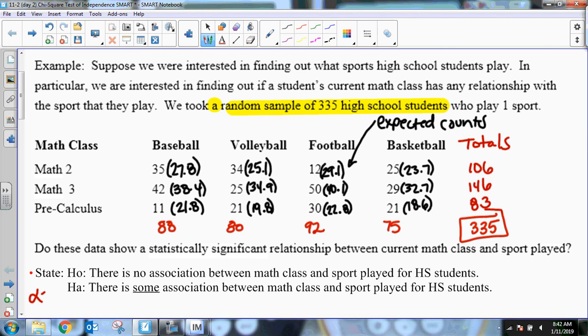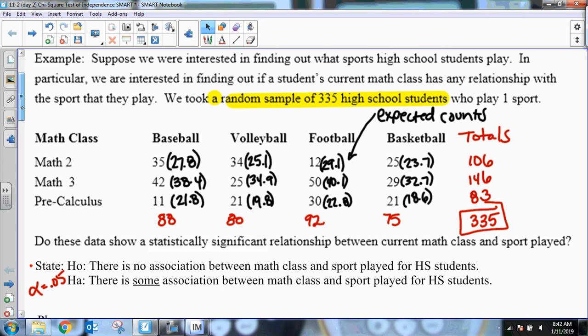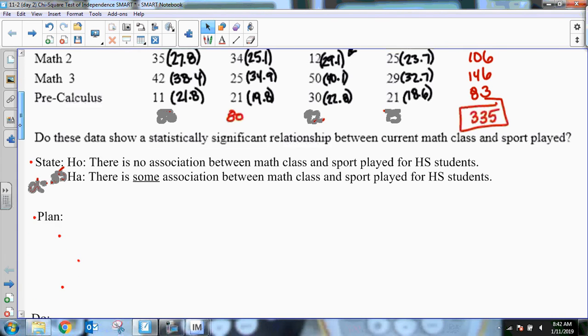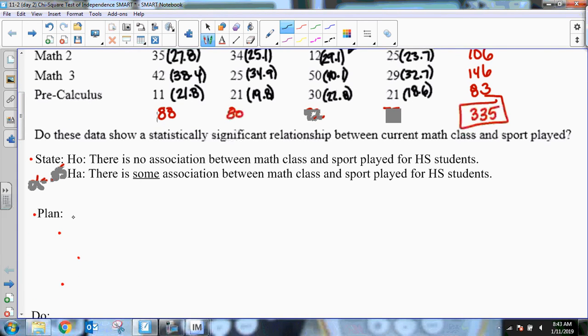And as usual, we have to have an alpha level. Okay, so there's the state portion. All right. In the plan portion, we again need the name of the test. Now, it's not a homogeneity test because we're not comparing 2 samples. It's a chi-squared test of independence.